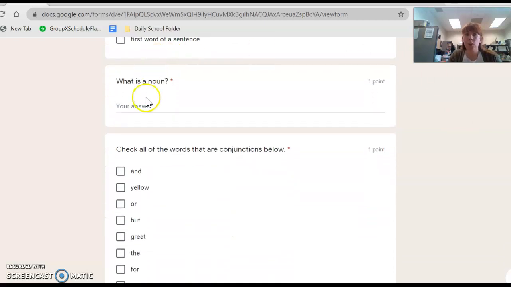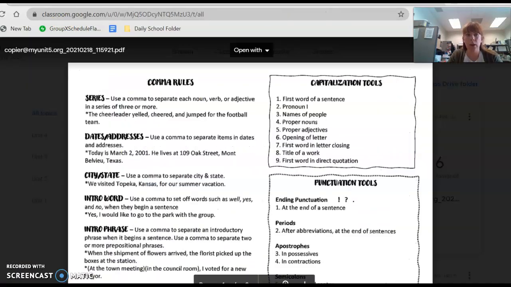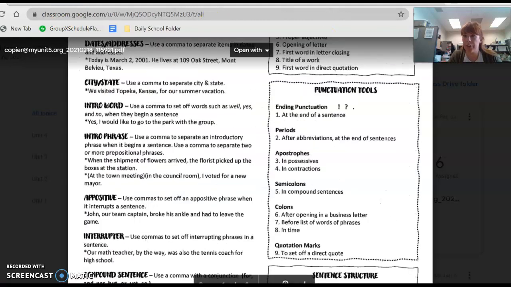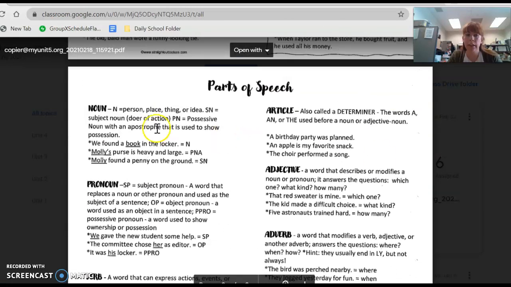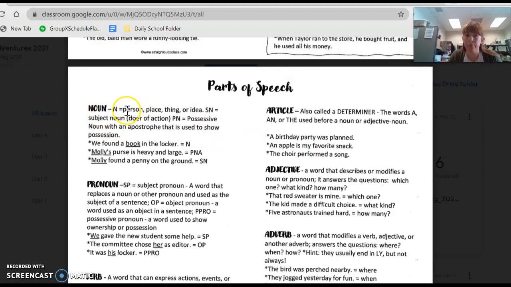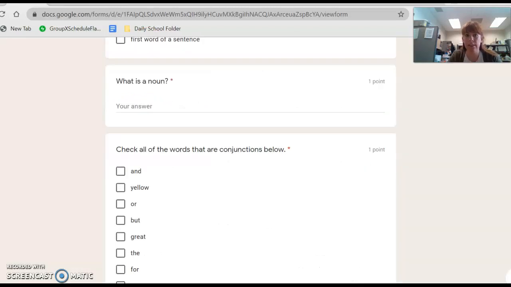Now the second question, what is a noun? What I want you to do, go down to parts of speech. Here it is, noun. Person, place, thing, or idea. All right, so there's another answer. That's exactly what you would type in here.